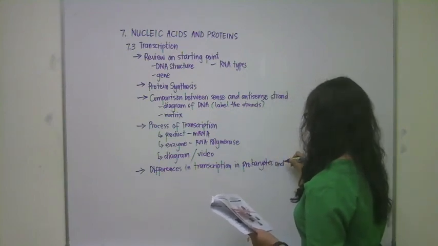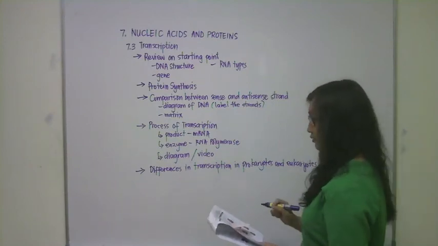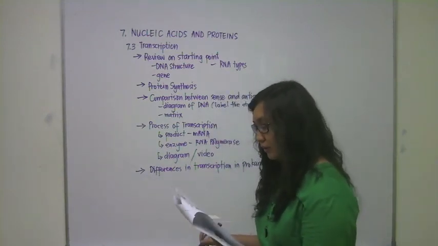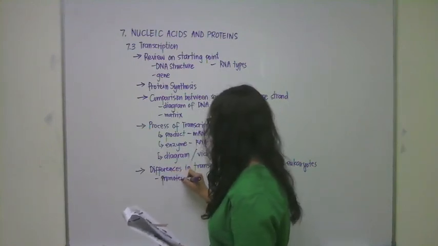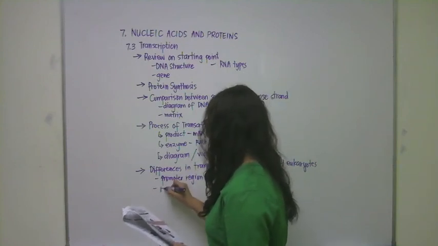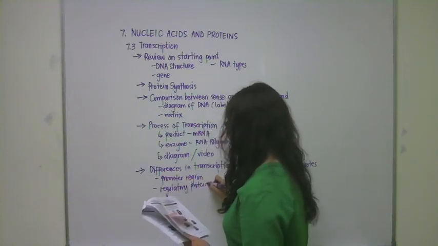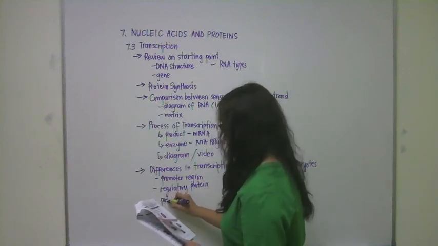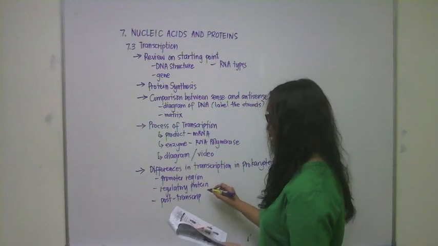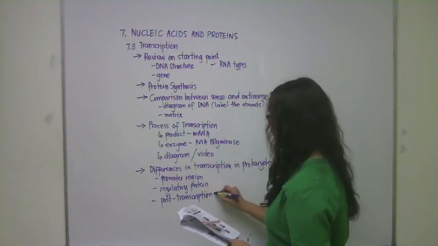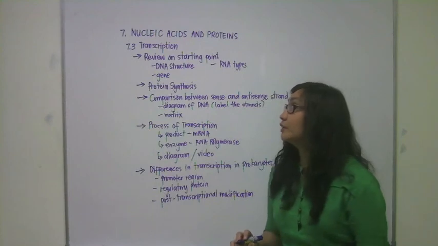Prokaryotes and eukaryotes. Okay, so under this area, we need to include as well the presence of promoter region, regulator protein, or regulatory protein, and the process of post-transcriptional modification. So this process of post-transcriptional modification will be discussed later on. So these are the things that are needed to be discussed under the process of transcription.